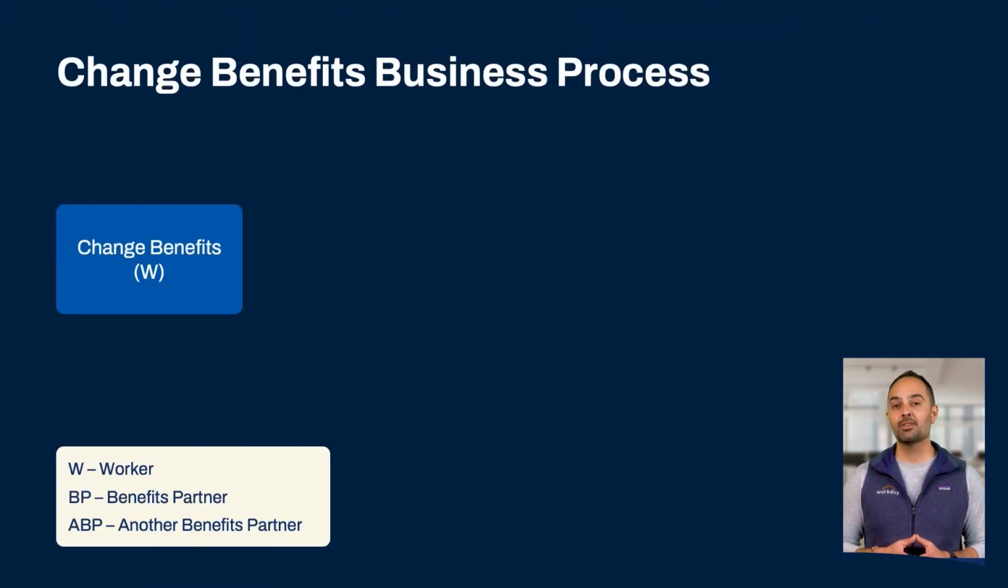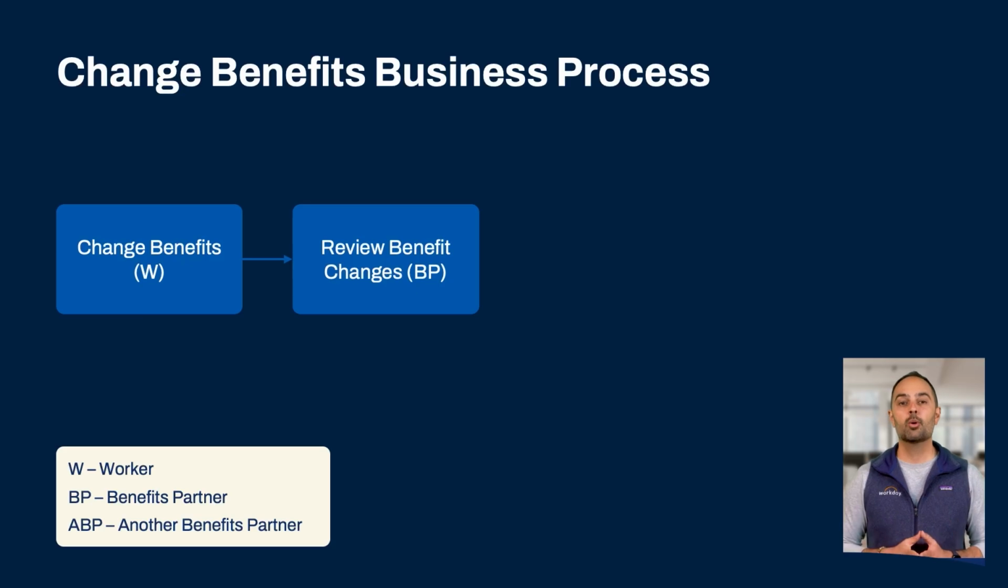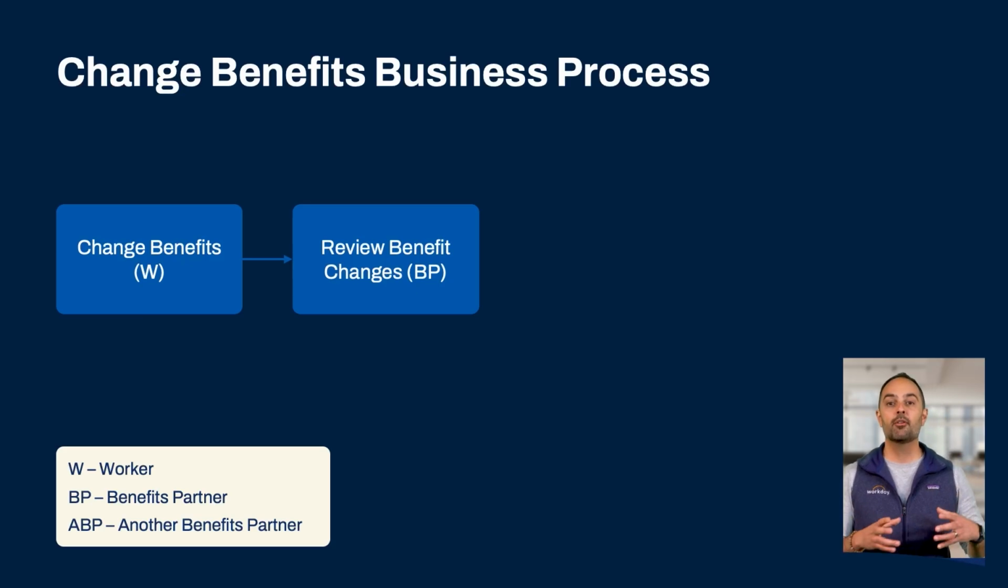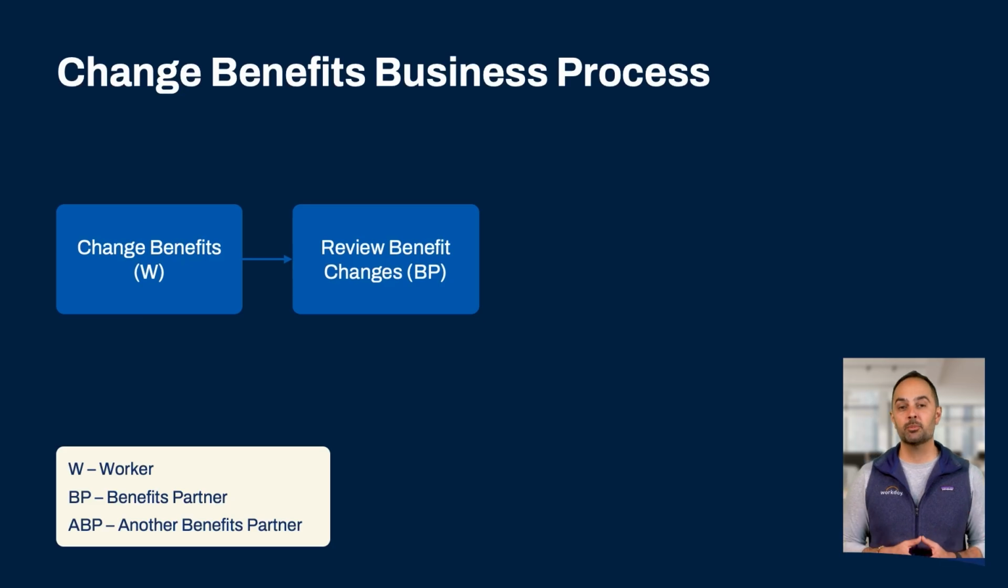Let's discuss the change benefits business process a bit further. The first step is to initiate the event. The W in this graphic represents a worker, and this first box is the change benefits initiation step. Once the worker fills out all the required and additional applicable fields of their benefit change and selects Submit, the benefits partner must review the information.